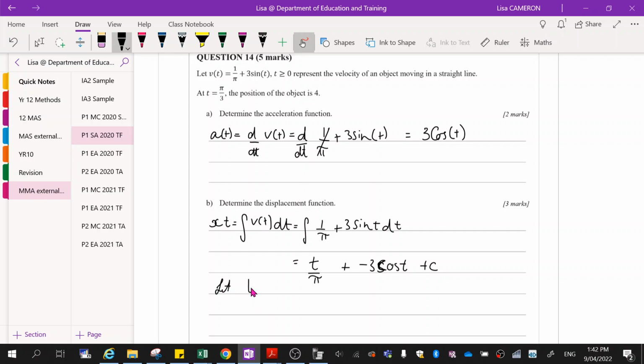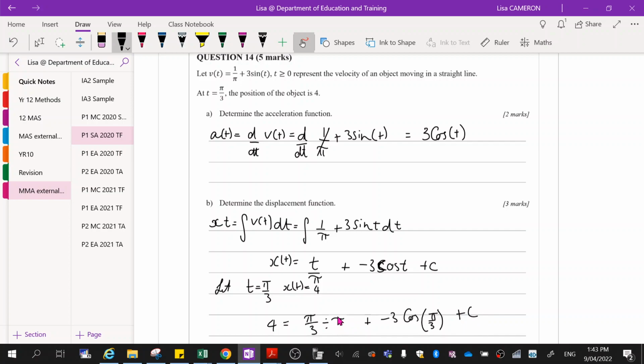Now, it's given me extra information here, so I can actually solve for c. So we're going to let t equal pi on 3, or 60 degrees, and that will tell me that the position of the object is going to be equal to 4. So x(t) equals 4. Okay, so 4 is equal to pi on 3 divided by pi plus minus 3 cos pi on 3 plus c.